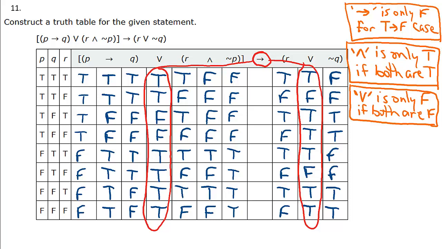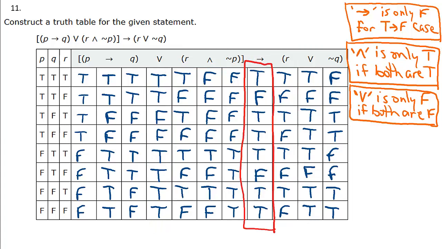And remember, the only time an implication is false is in the true implies false case. So if I look through there, the 2nd row is true implies false, and the 6th row is true implies false. So those 2 are false, and the rest of them are true. And so now my final result are the truth values under the implication, and I've completed that truth table.